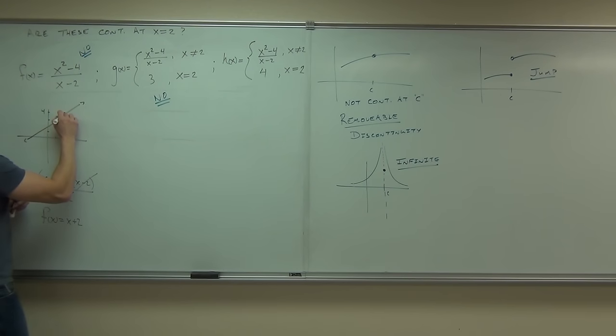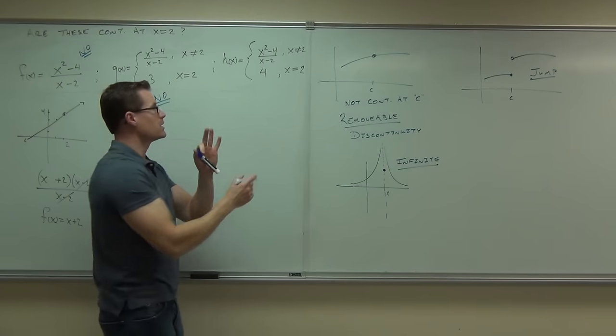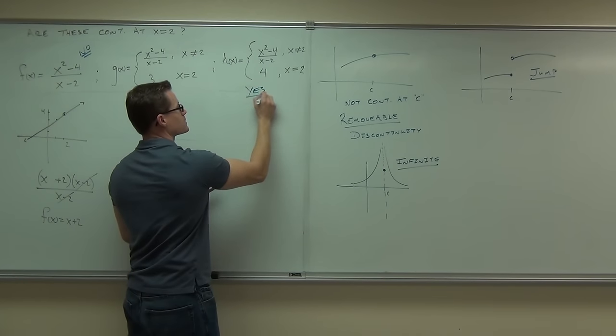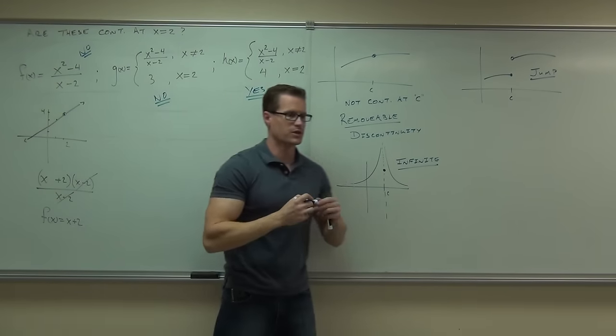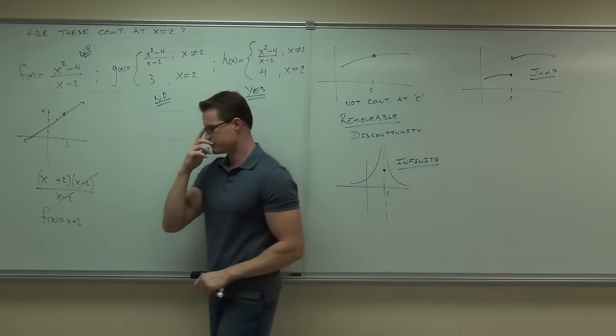By making a piecewise function and defining just one single point, we ask: is the function defined at that point? Yes, it is. Does the limit exist at that point? Yes, it does. Is the function equal to the limit? Yes. That meets all three qualifications for having continuity at that point. Therefore, we say yes. That's a removable discontinuity. It means you identify one point that fills in the hole.